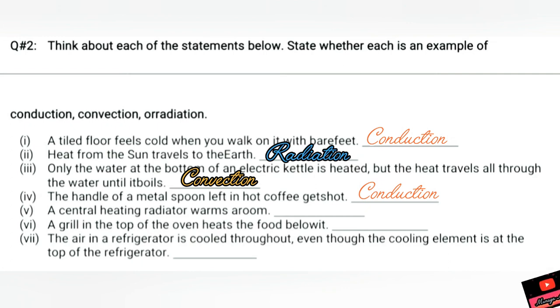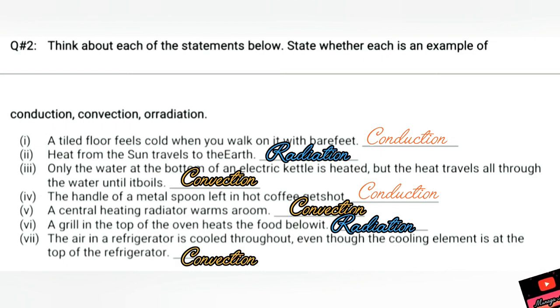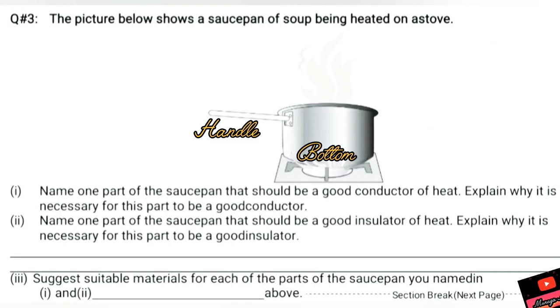A central heating radiator warms a room through convection. A grill in the top of the oven heats the food below it by radiation. The seventh one is, the air in the refrigerator is cool throughout, even though the cooling element is at the top of the refrigerator, through convection. So I've changed the colors as well to make you understand better. Now we will do question number 3.